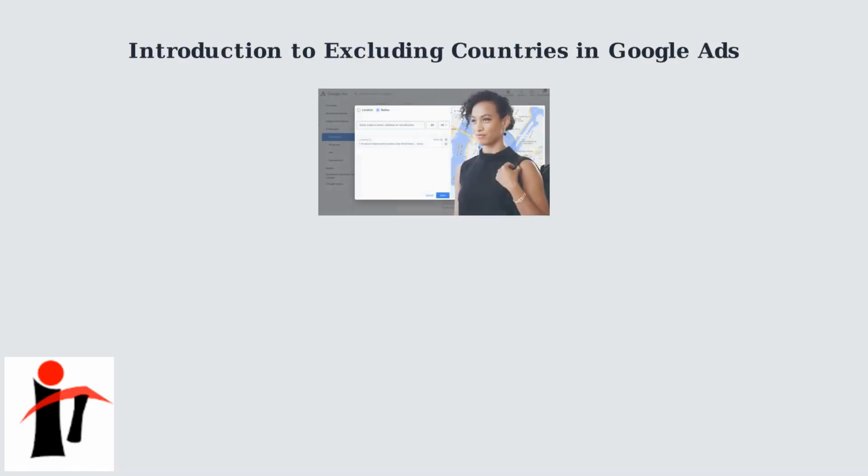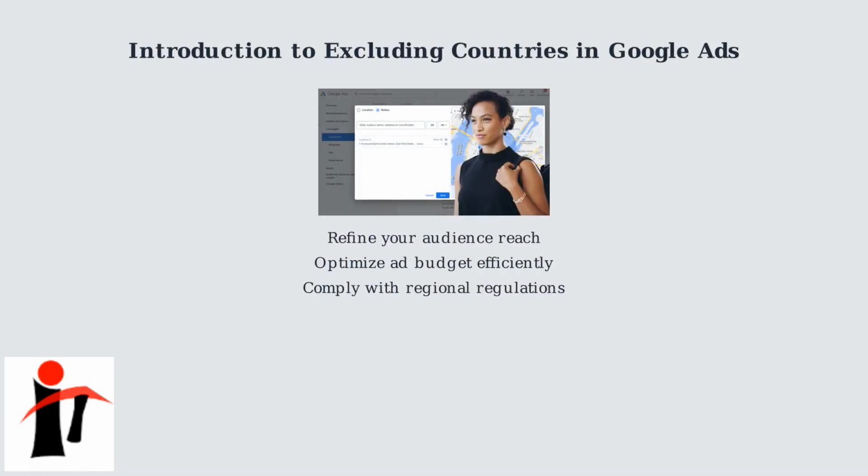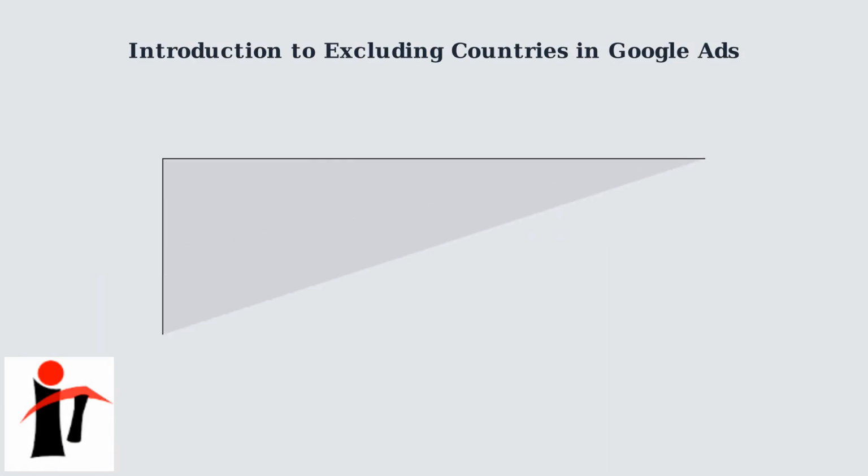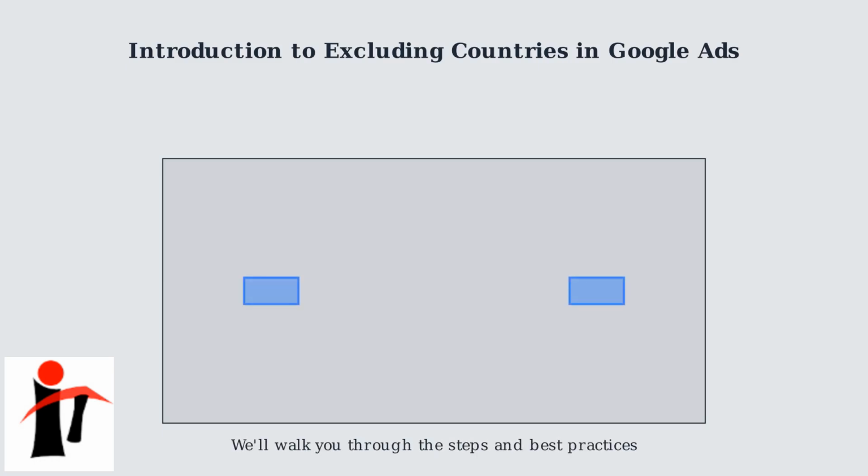In this video, we'll cover how to exclude a country in Google Ads location targeting. Excluding countries is a critical strategy to refine your audience, optimize your budget, and comply with regional regulations. As of December 2025, this process is enhanced with AI and driven by privacy considerations. We'll walk you through the steps and discuss best practices for effective implementation.